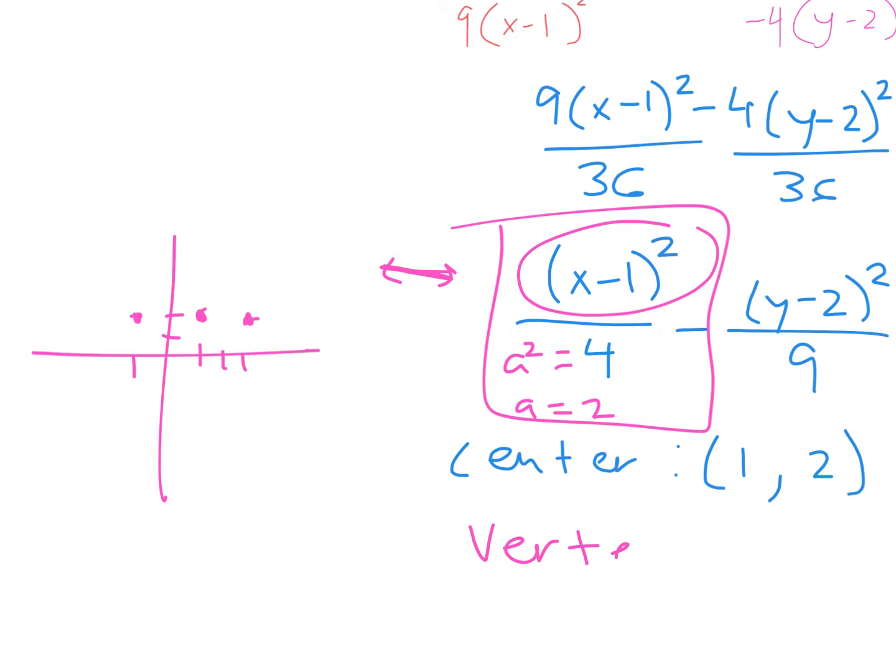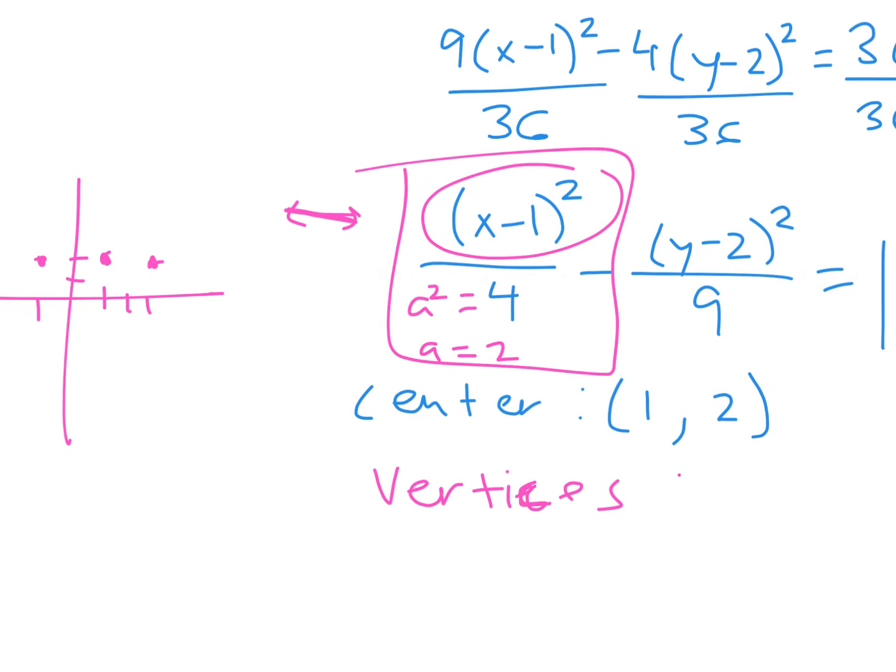What are my two vertices? Negative 1, 2, and 3, 2. Perfect. Negative 1, 2, and 3, 2.